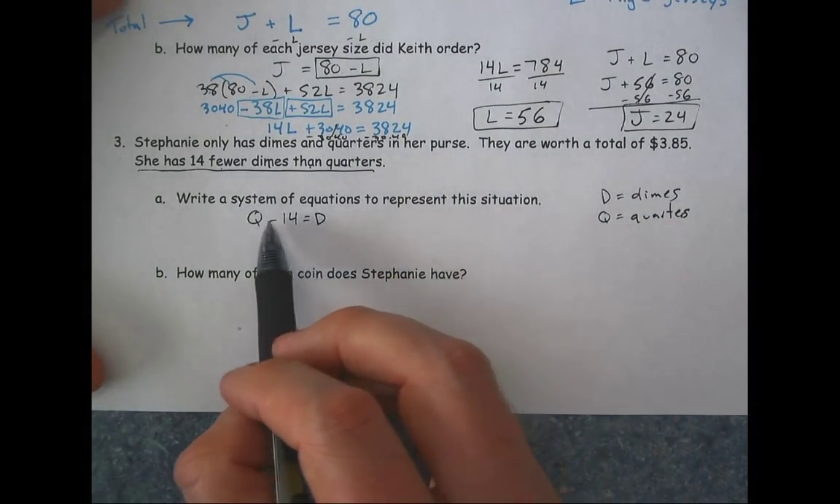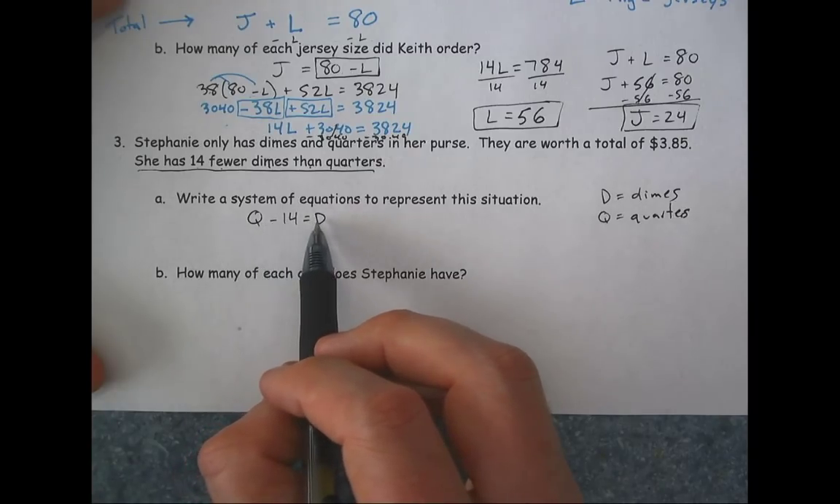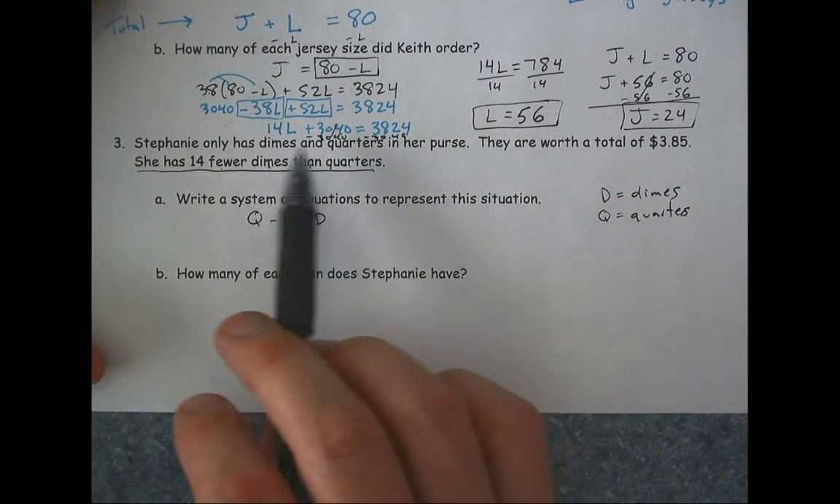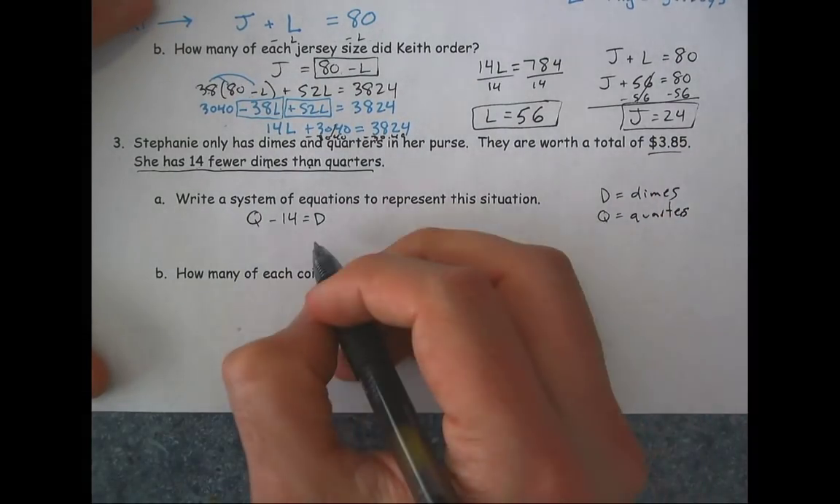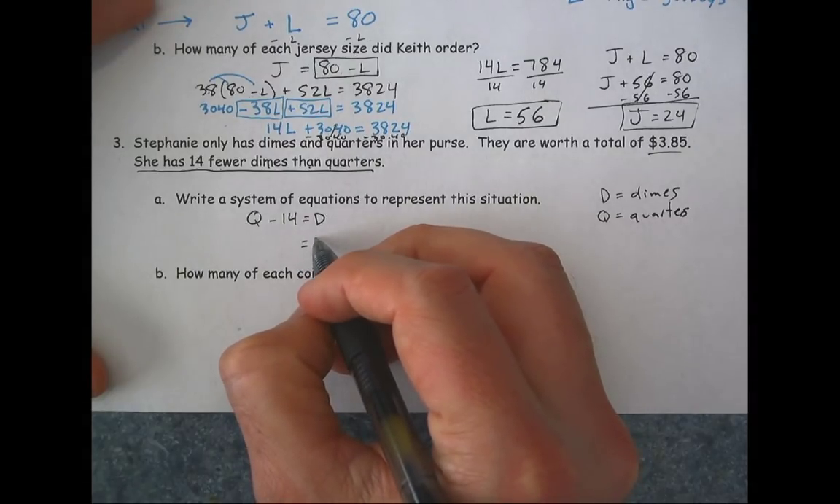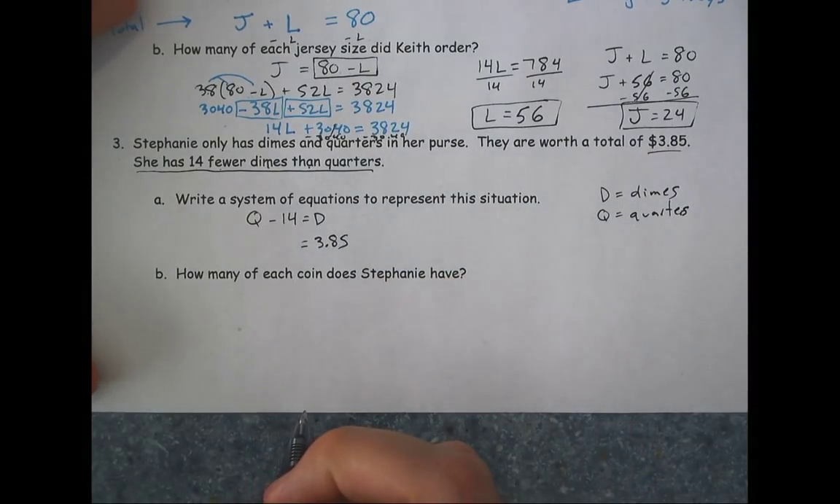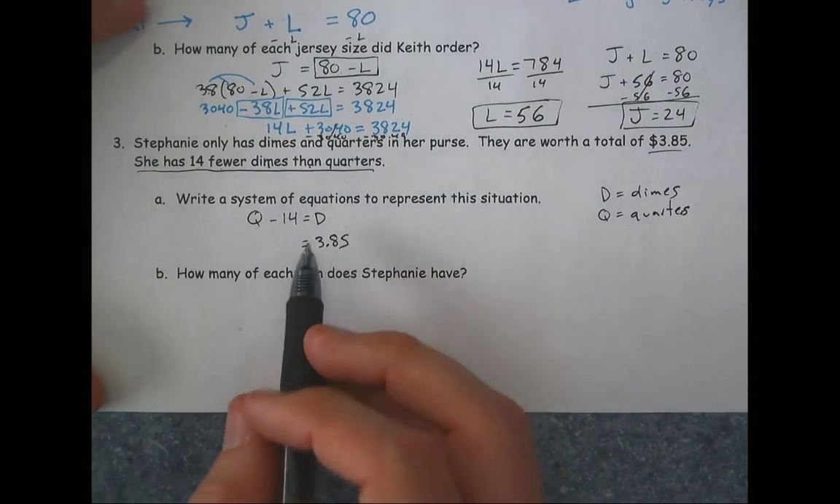14 fewer dimes. Quarters minus 14 is the number of dimes. So there's my first equation. And now your other equation, we have to have this total, so it's going to equal $3.85. And so we're going to be talking about the money.